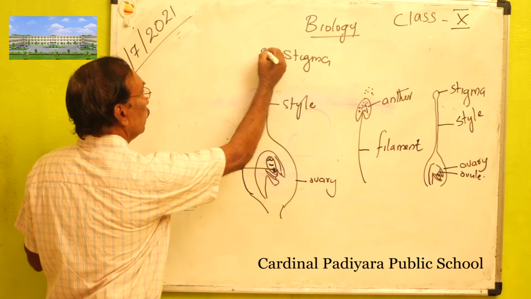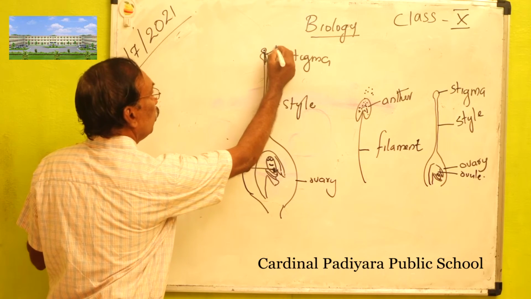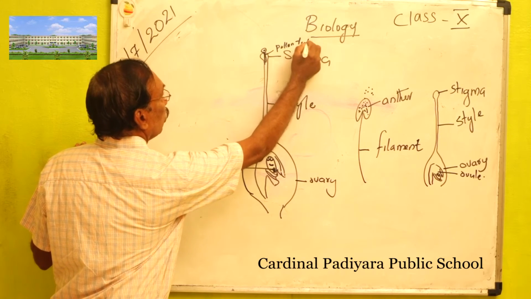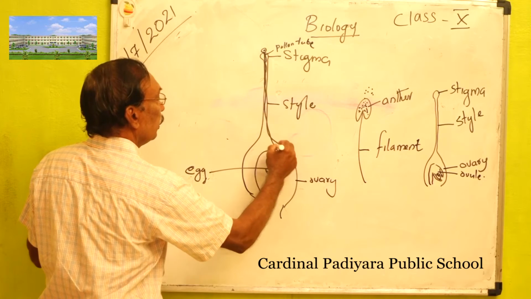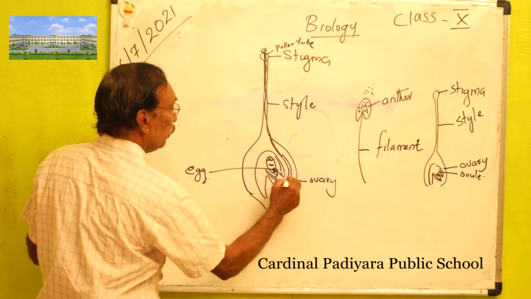So after the pollination, the pollen grain starts to grow. Inside, one nucleus is there, and the pollen grain produces a tube called the pollen tube. The pollen tube will grow through the style, coming down, and inside that the male gamete will be there.